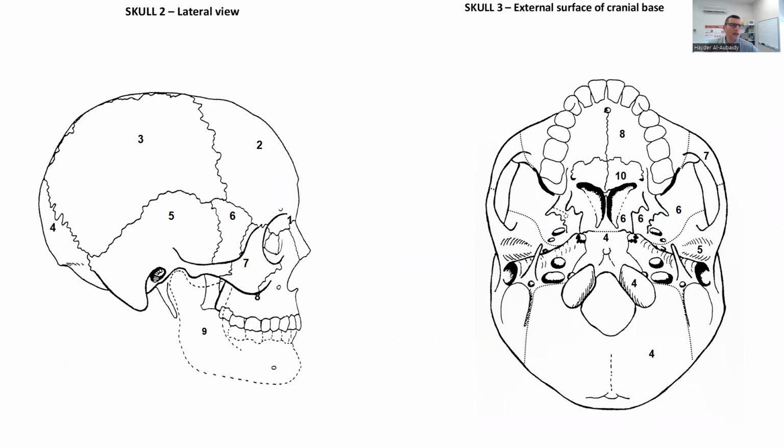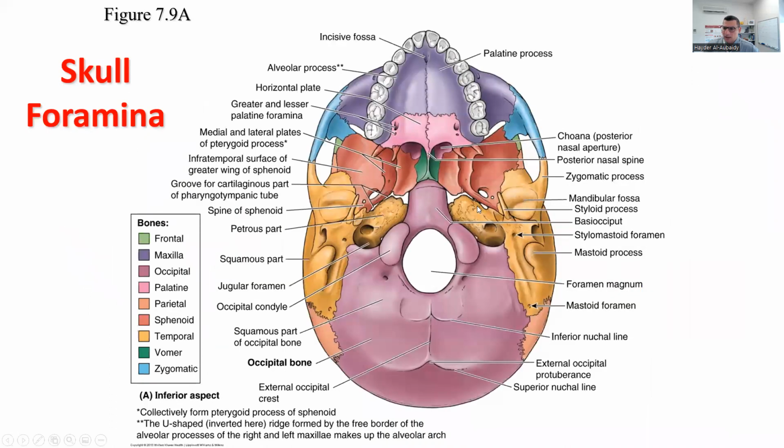I'll clear that drawing and move on. So if we look at the following slide, here you have a better idea about the sphenoid. See the sphenoid, how big it is? It's like a spaceship with multiple structures, multiple processes.